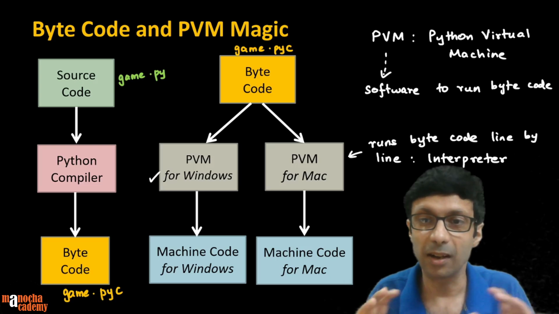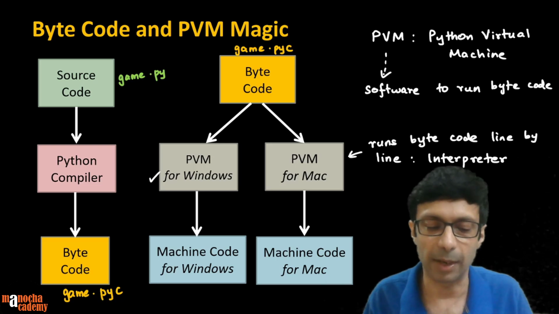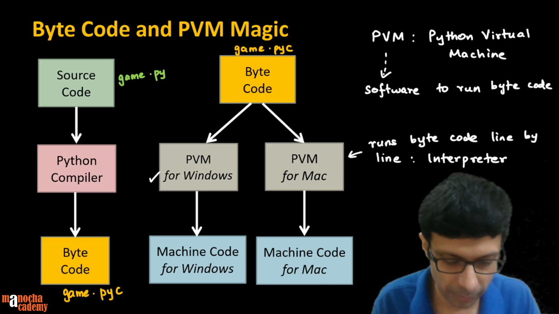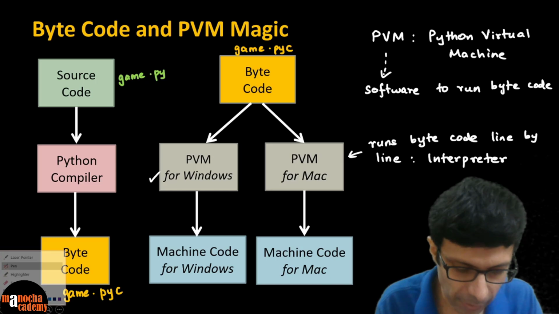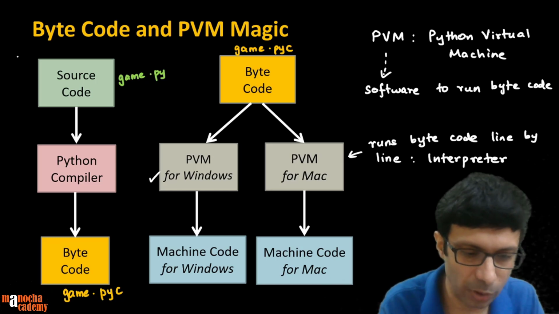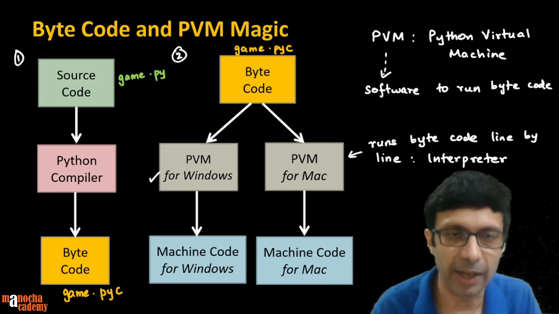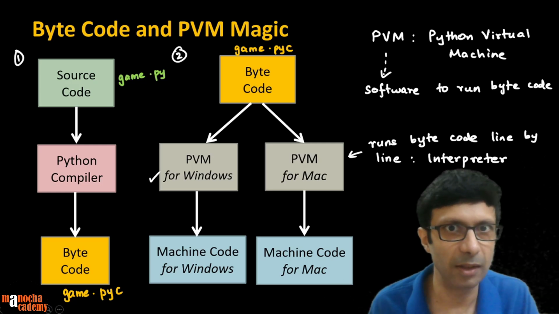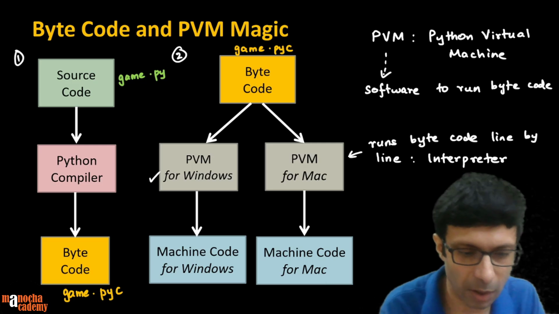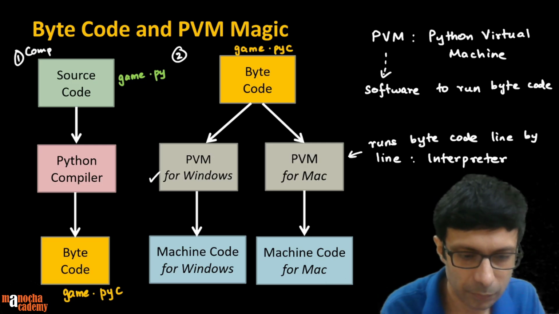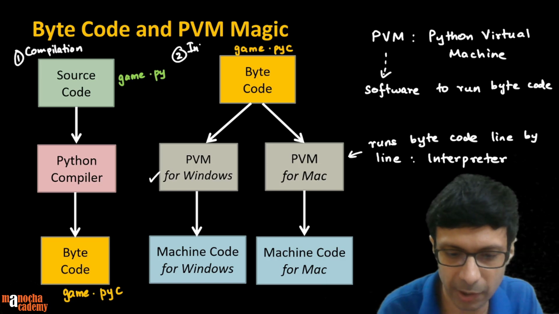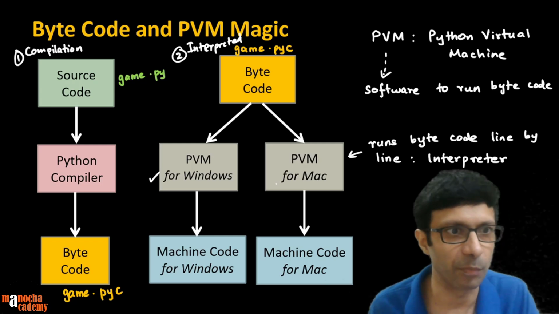So please understand, Python, like Java, is having two steps. First step is compilation. So it is not completely interpreted, that is half the truth. So first step is compilation and the second step is interpreted. Can you guys see? So both are happening. Compilation and interpreted. Interpreted is in the PVM step when it is run.